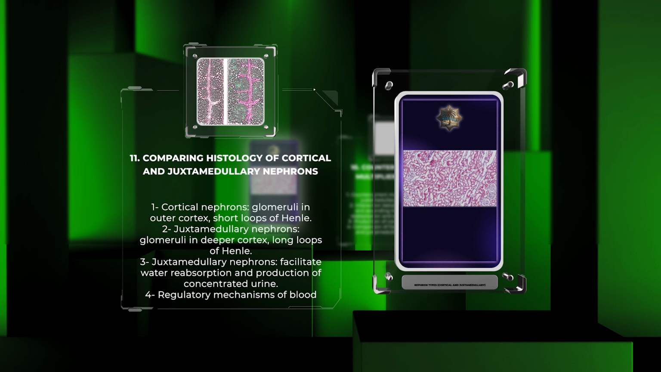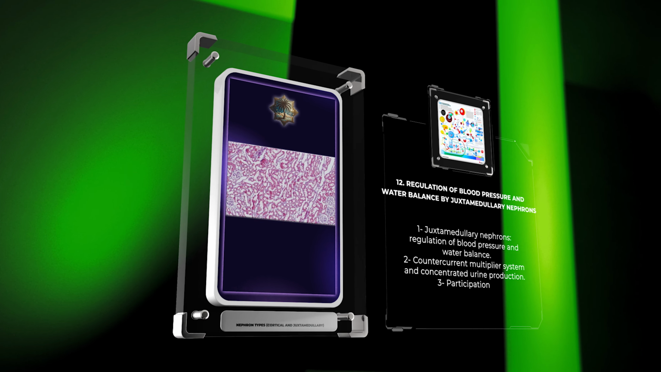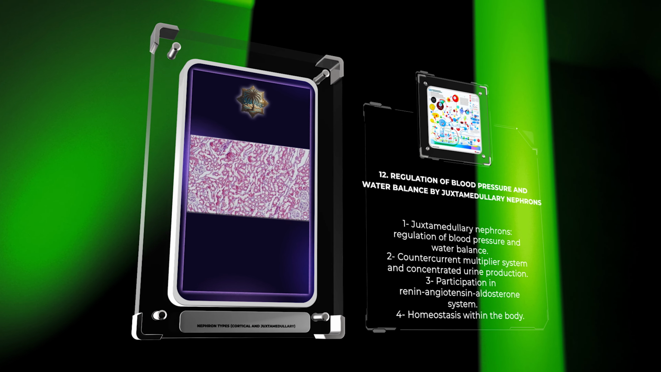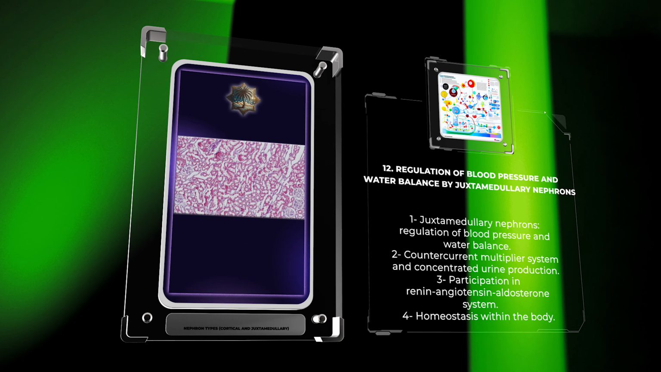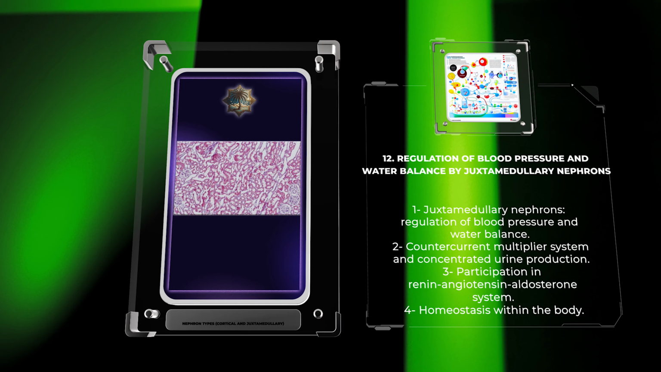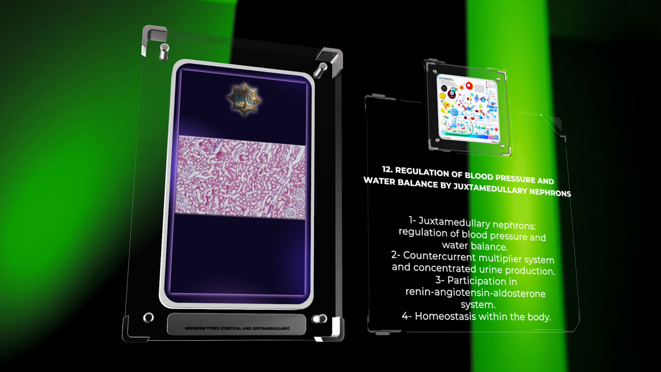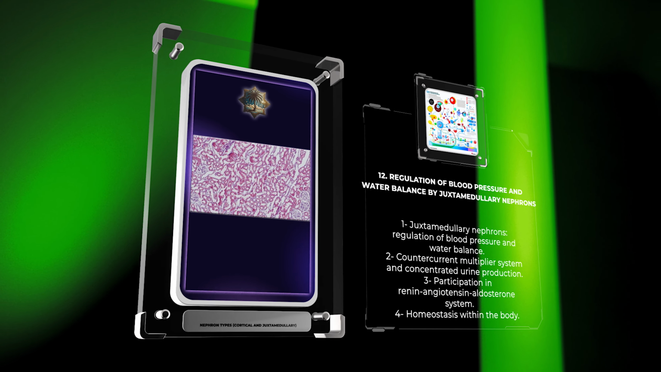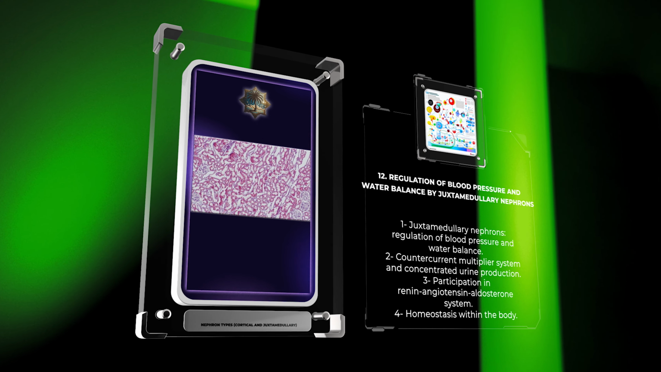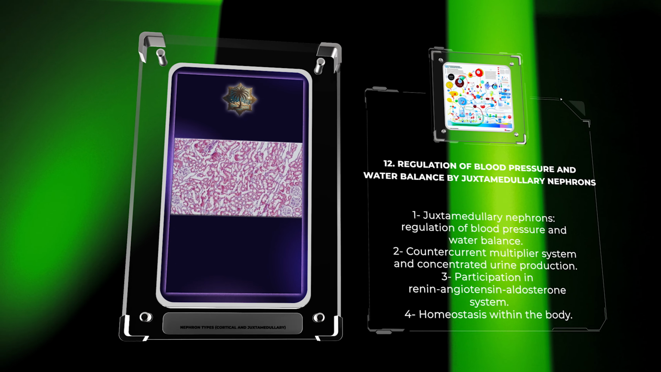Understanding the regulatory mechanisms of blood pressure and water balance by juxtamedullary nephrons is essential. Juxtamedullary nephrons play a vital role in the regulation of blood pressure and water balance. Through their intricate countercurrent multiplier system and the ability to produce concentrated urine, these nephrons contribute significantly to the conservation of water and maintenance of electrolyte balance. Additionally, by modulating the secretion of renin, juxtamedullary nephrons participate in the renin-angiotensin-aldosterone system, ultimately regulating blood volume and blood pressure. The coordination of these processes ensures overall homeostasis within the body.